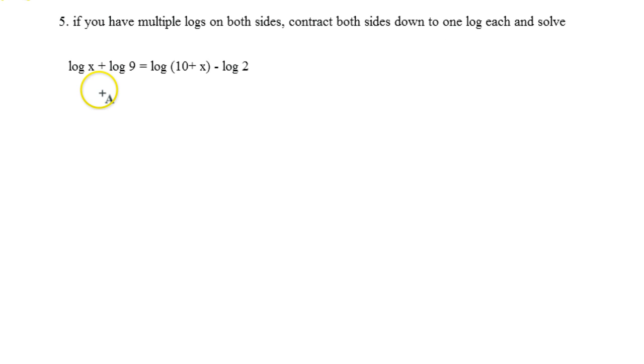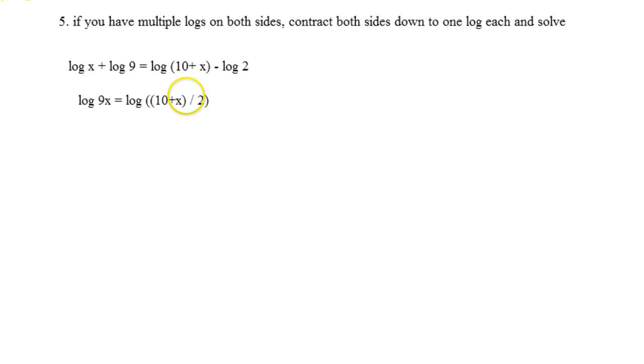All right, and the last one about equations. If you have multiple logs on both sides, contract both sides down to 1 log each and then solve, and you'll see why. Okay, so if I contract this side, it's going to become log of 9x, and this side is going to become log of 10 plus x divided by 2, because remember, you're dividing it in there. Okay, and you can put another set of parentheses in here if you like.